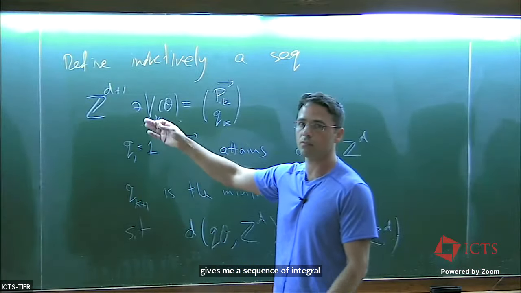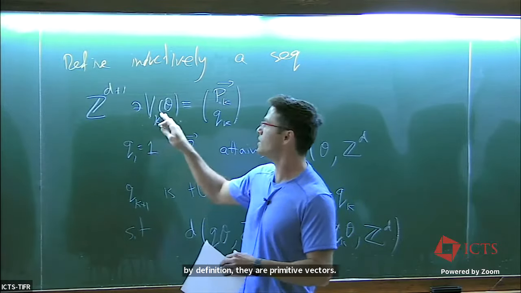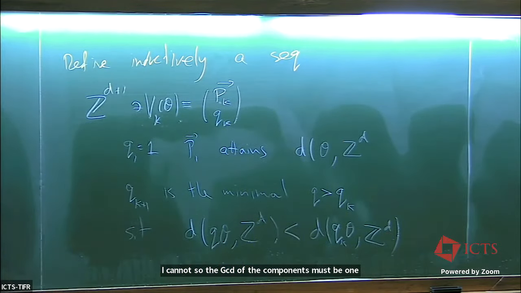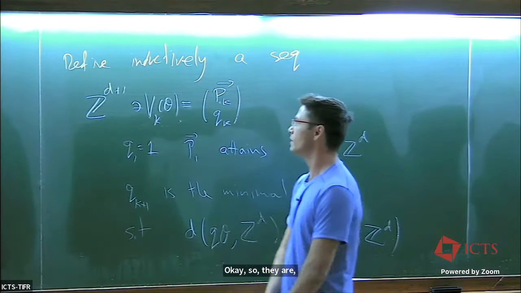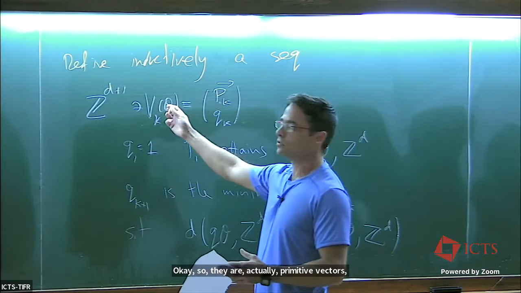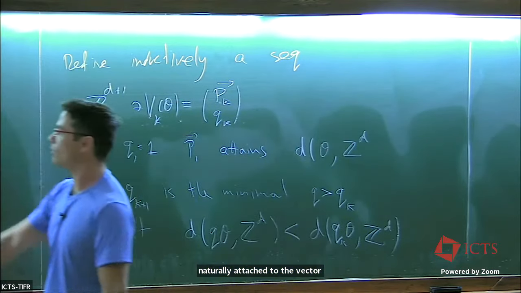It's easy to see that almost by definition, they are primitive vectors. The GCD of the components must be 1, because otherwise I would be able to divide this vector by something and get something that wins over it. So they are actually primitive integral vectors of Z^(d+1), and they are naturally attached to the vector theta, or to the direction (theta, 1).